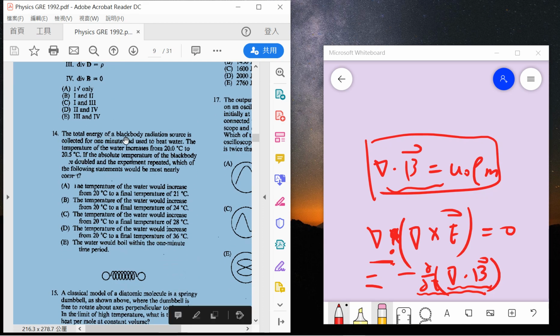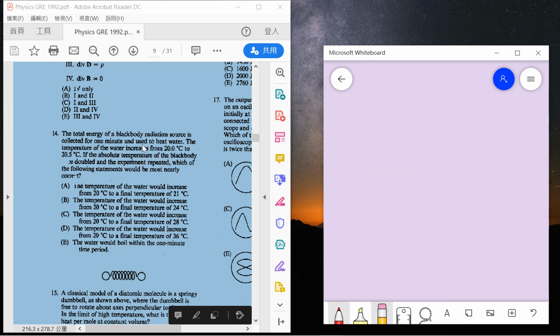Okay, the total energy of black body radiation. You see the temperature increase. It says the temperature of the black body is doubled. Okay, so the black body and temperature.